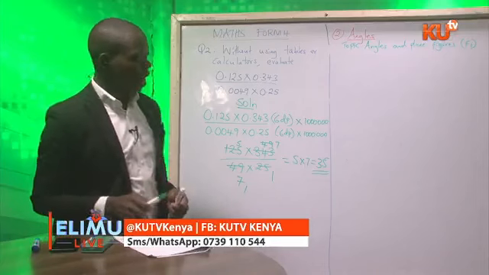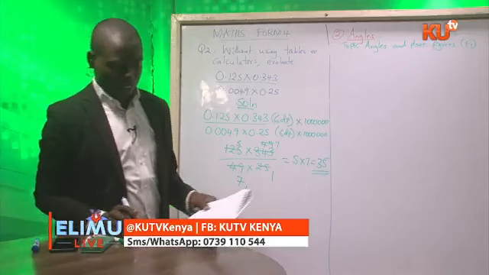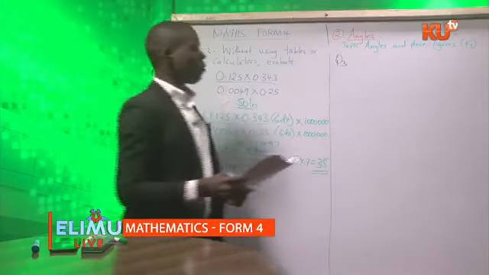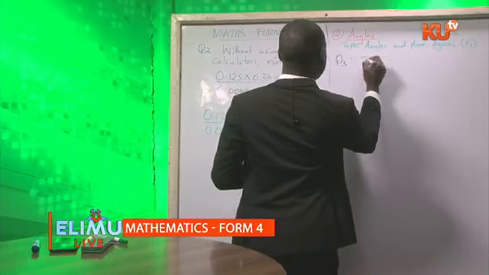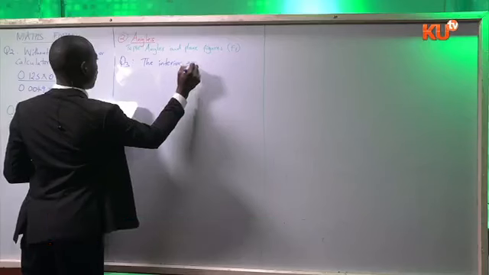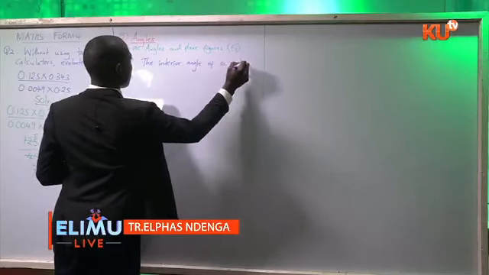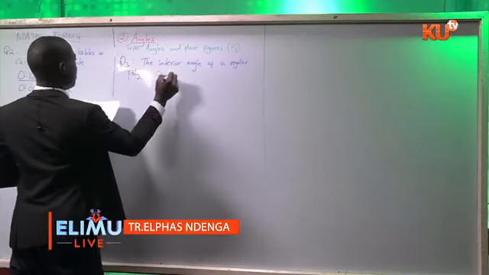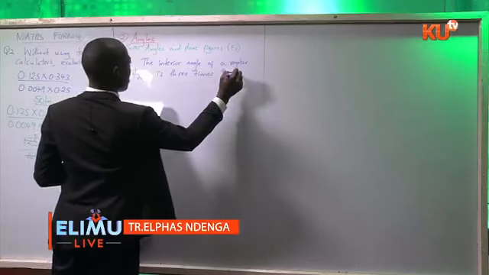Therefore, we need to know how we respond to angles in plane figures when you are given a question from that part. So we will have a question to illustrate that, and that will be our question number three. Our question number three, you're told, the interior angle of a regular polygon is three times the exterior angle.